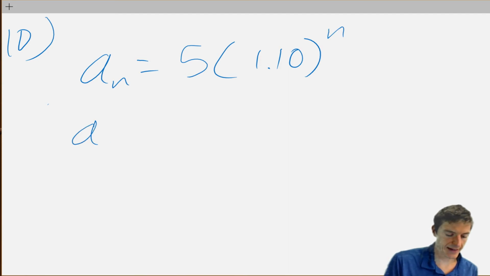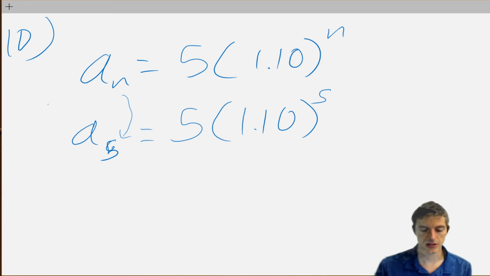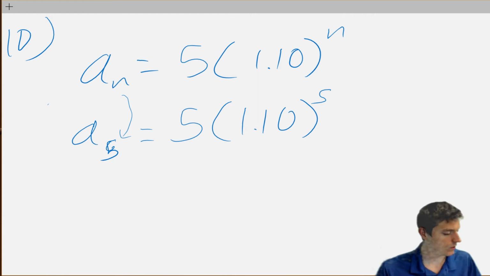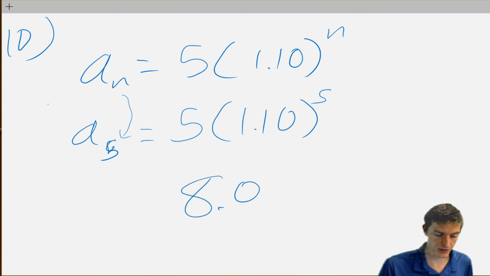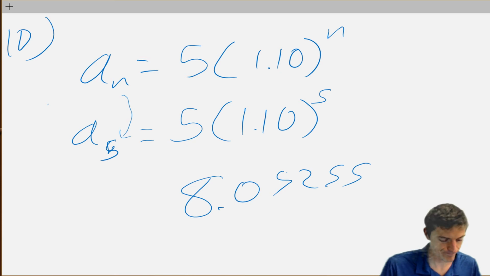If I want to find a sub 5, so that n becomes a 5, with explicit form I can just skip right to the solution by plugging in a 5. So if I was to do that, let's see if I get 5 times 1.2 to the 5th. I got 8.05255. And that should be your solution. So you can skip right there.